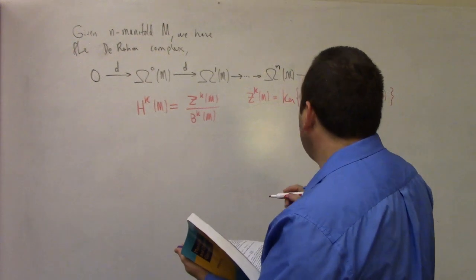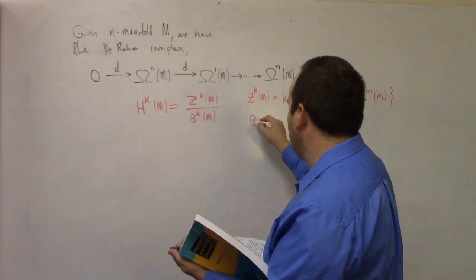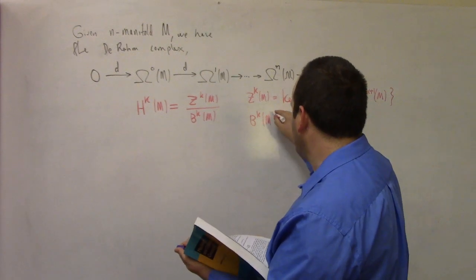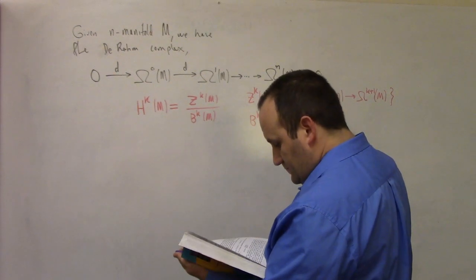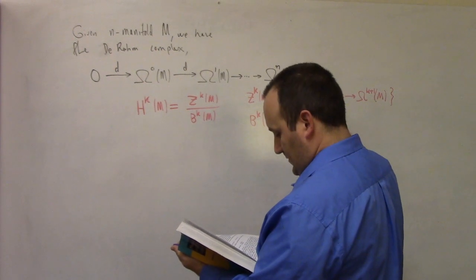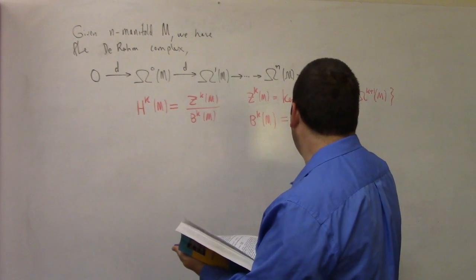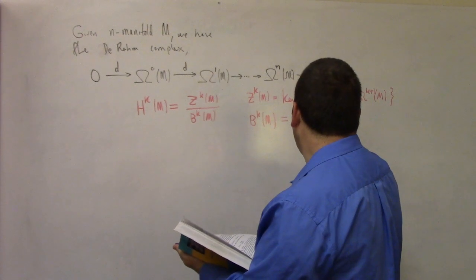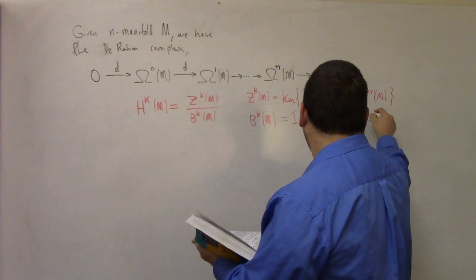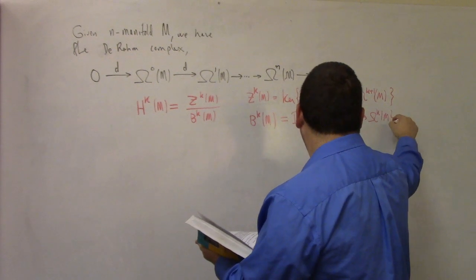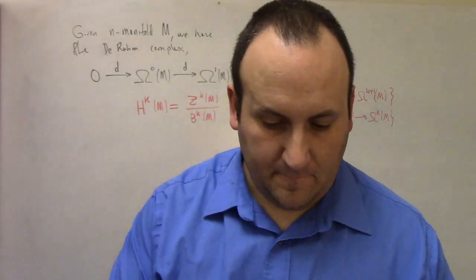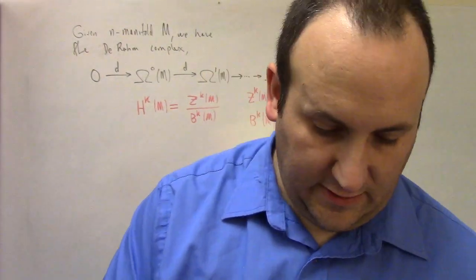Of course, included among those would be the exact forms. So B^k(M) is the image of d, which is mapping from the (k-1)-forms over M to the k-forms of M. So again, those are the closed forms, and those are the exact forms in our usual language.